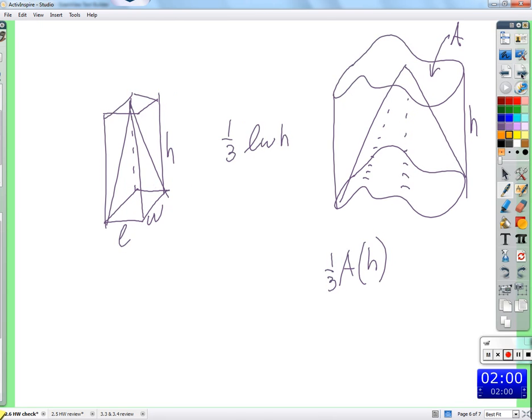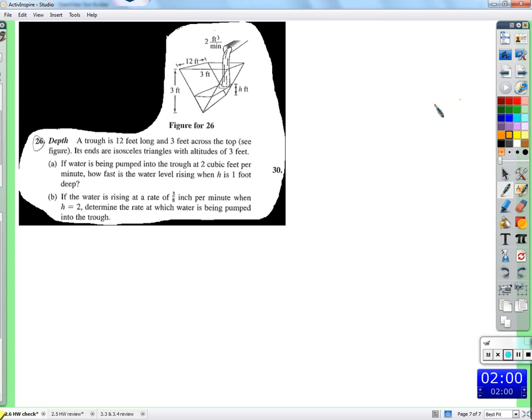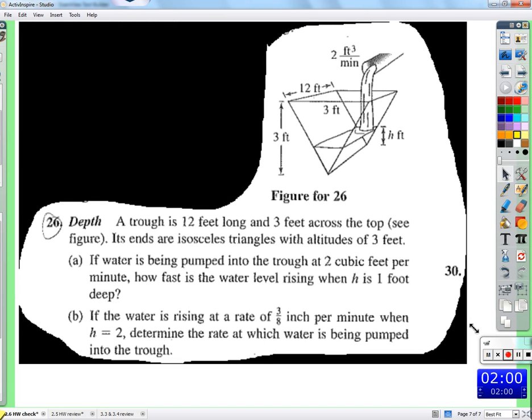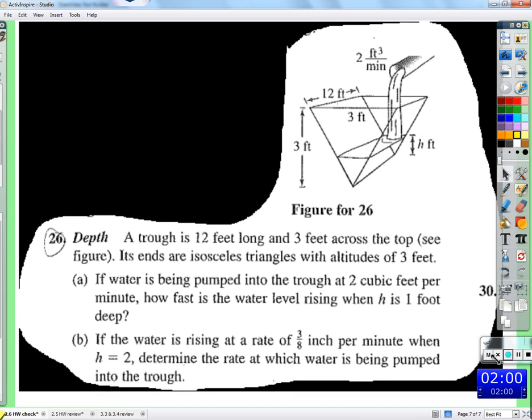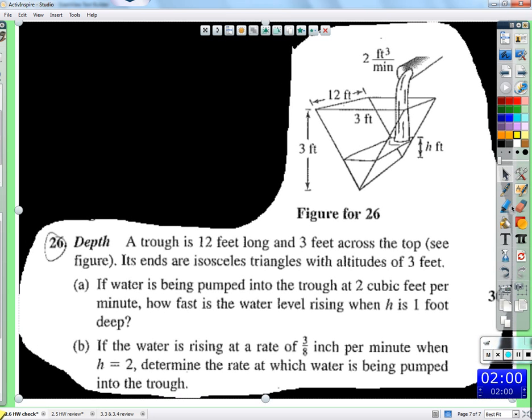Right. Alright, 26. Another water tank thing. There we go. Do the work in the black ink. Think about that for a second. Think about the thing that they tell you about, its rate of change, and the thing that they ask you about, probably volume and something else. Think about an equation that relates to that.